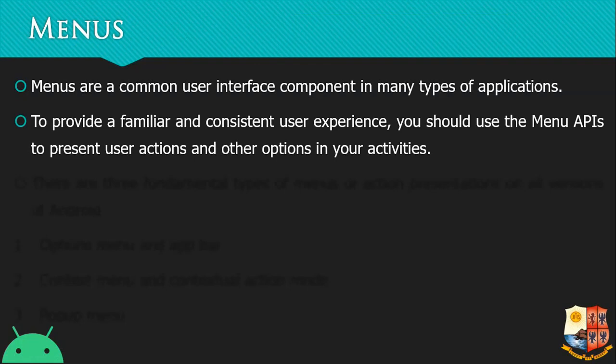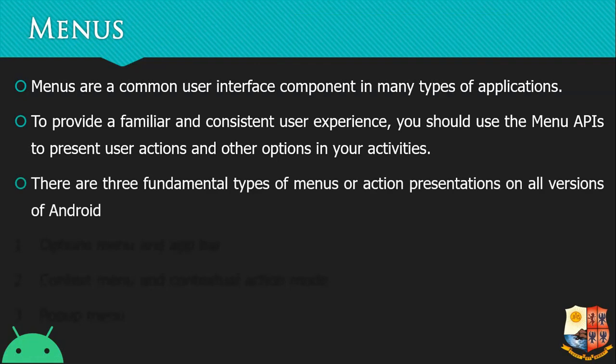to present user actions and other options in your activities. There are three fundamental types of menus or action presentations on all versions of Android. I'll just tell the names and we'll show a diagram to explain them. Then we'll see the code in tomorrow's class. One, options menu. On the app bar itself, they are called options menu, and I'll also take the app bar along with the options menu.